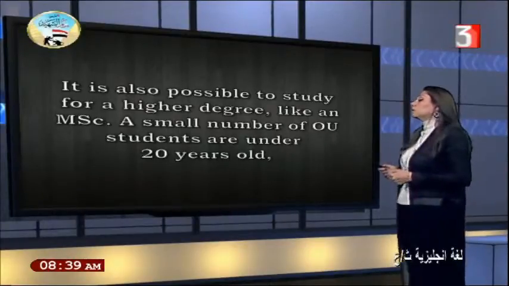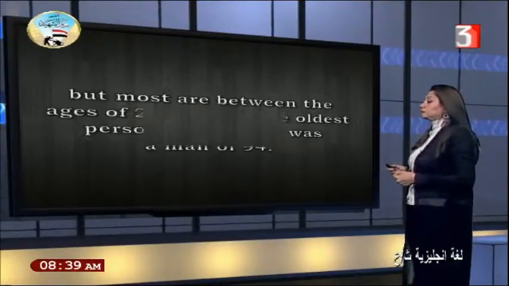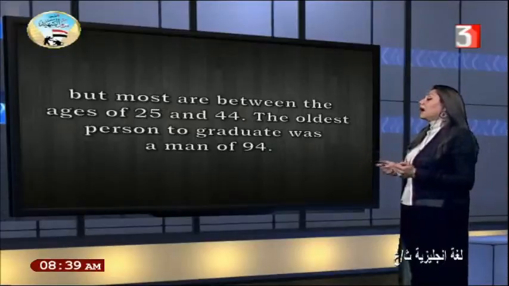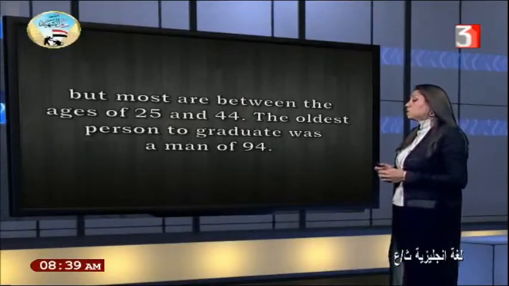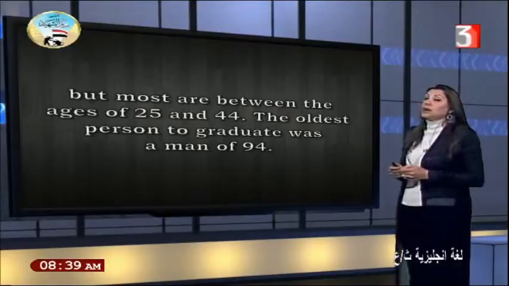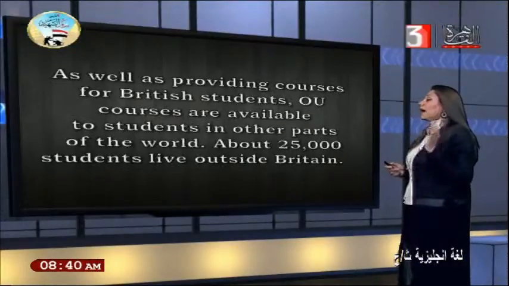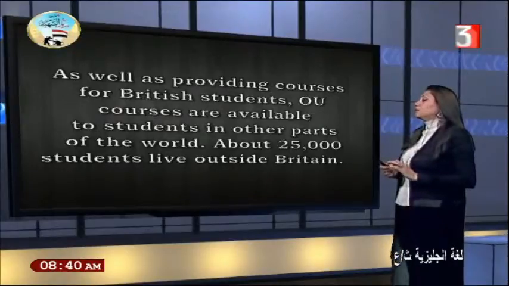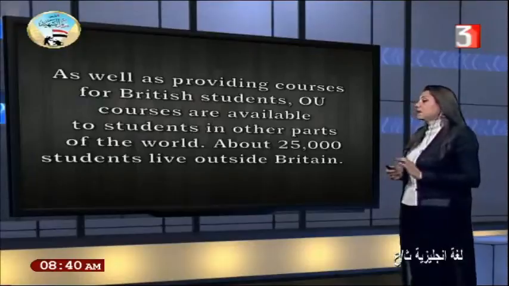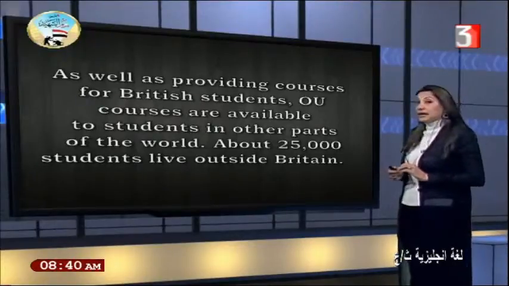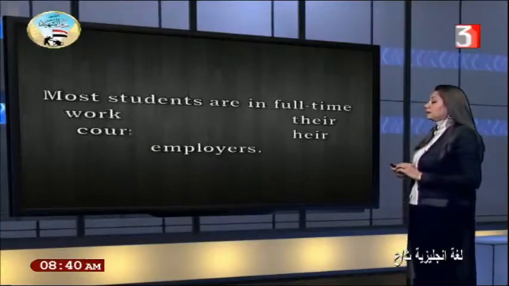A small number of OU students are under 20 years old, but most are between the ages of 25 and 44. The oldest person to graduate was a man of 94. As well as providing courses for British students, OU courses are available to students in other parts of the world. About 25,000 students live outside Britain.